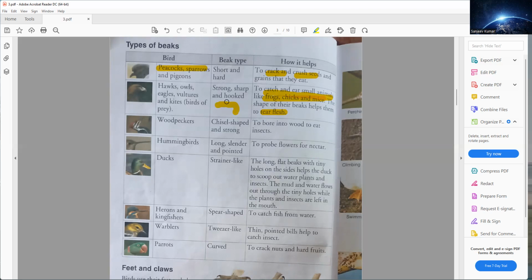Okay, you know they are the ones which actually carry their prey from the field, from very far away. They have very good vision. So they have a hook-shaped beak. Then coming to the woodpeckers.